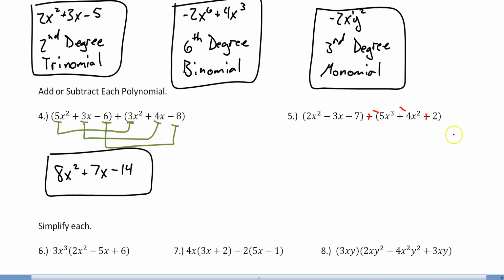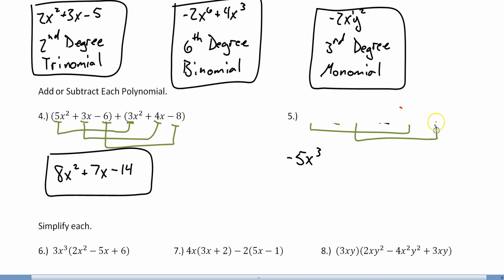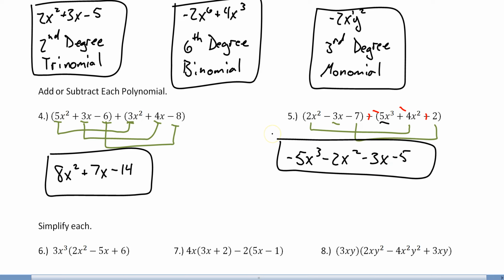I always look for the biggest exponent first. I notice the 5x cubed is all by itself, so the negative 5x cubed doesn't have anybody to add to it. The x squared terms are alike, so I can combine these. This one doesn't have any like terms, and these are like terms. So I go in descending order: the 2x squared and the negative 4x squared is a negative 2x squared. The negative 3x doesn't combine with anything, so it stays the way it is. The negative 7 plus the 2 is a negative 5. And that's it. So change subtraction to adding the opposite, and then combine like terms.